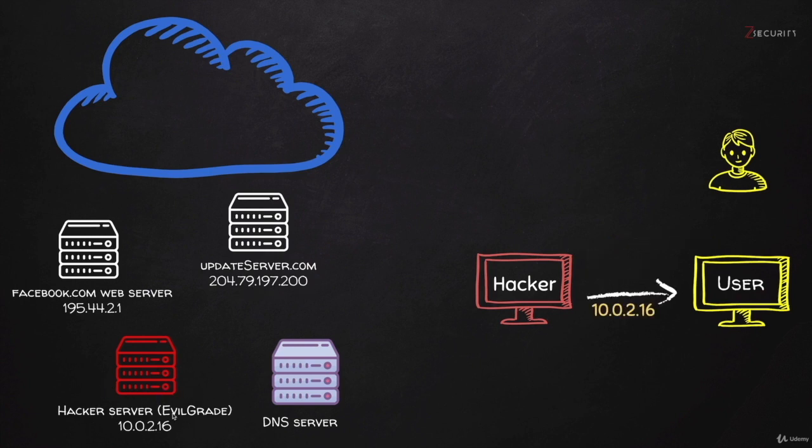This server is running a special program called EvilGrade, and EvilGrade will tell the user that yes, there is an update, and instead of serving them an actual update, it'll serve them a backdoor. So when the user agrees to install this update, they'll actually be installing a backdoor on their system. Let's do this practically and it'll become even clearer.